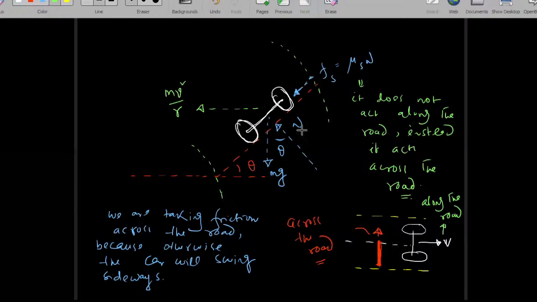Sir, is the weight of the wheels or the total car, sir? टोटल कार, total weight of the car. Okay sir. Okay, fine, right.